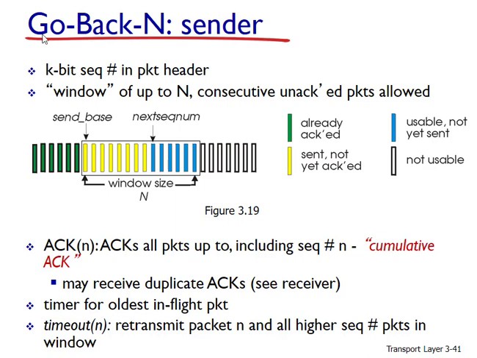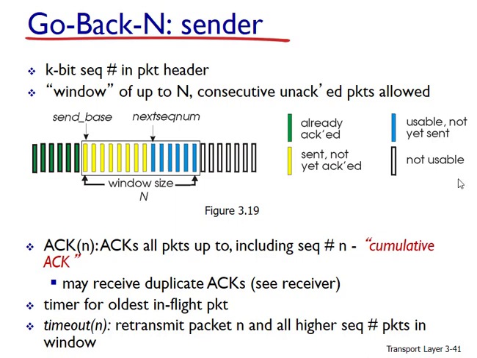As suggested by figure 3.19, the range of permissible sequence numbers for transmitted but not yet acknowledged packets can be viewed as a window of size n, as you can see here. This is over the complete range of sequence numbers. As we have already learned, n is the number of packets that can be sent before an acknowledgement must be sent. As the protocol operates, this window slides forward over the sequence number space.